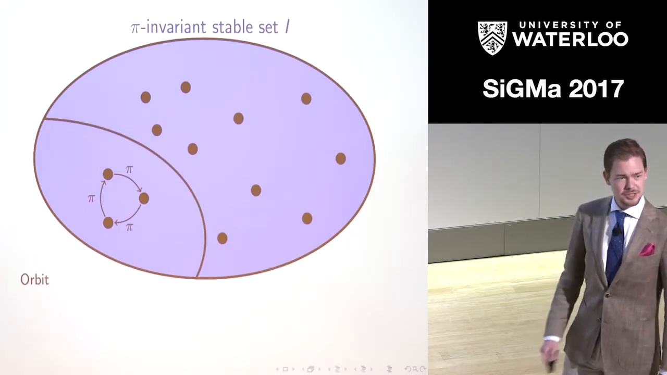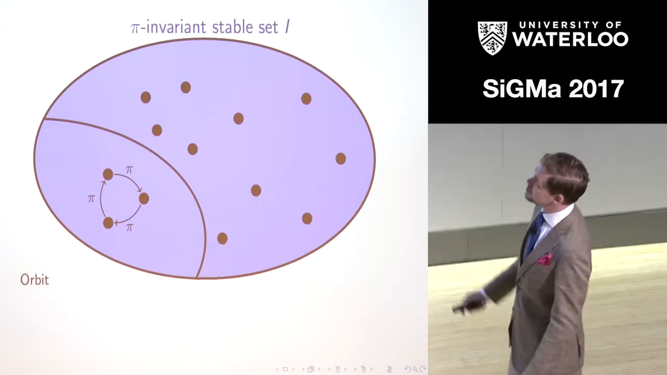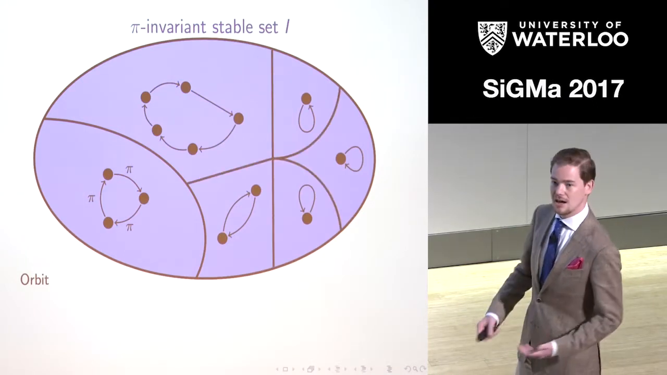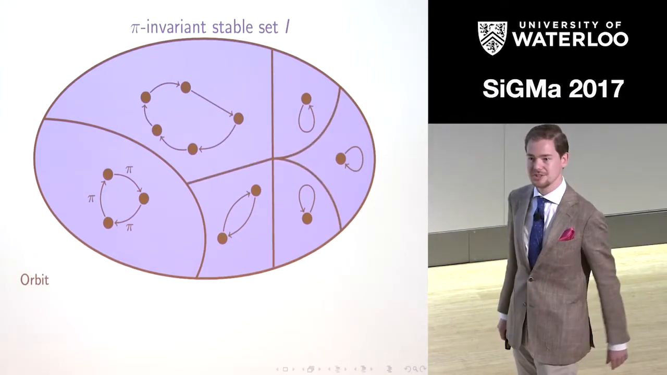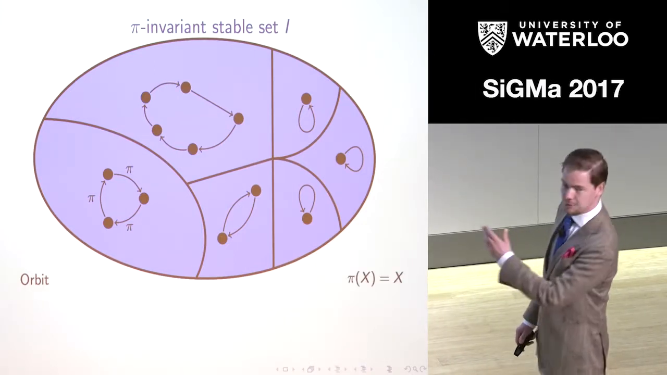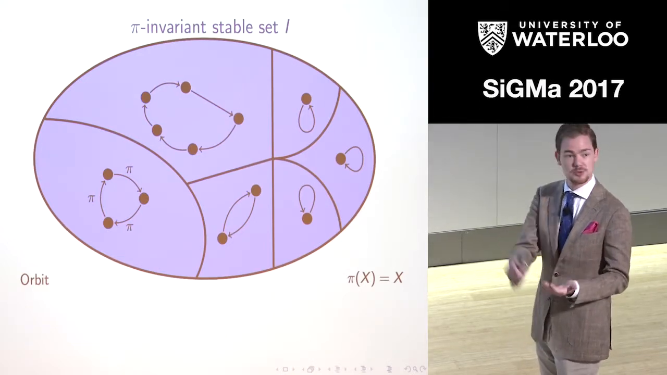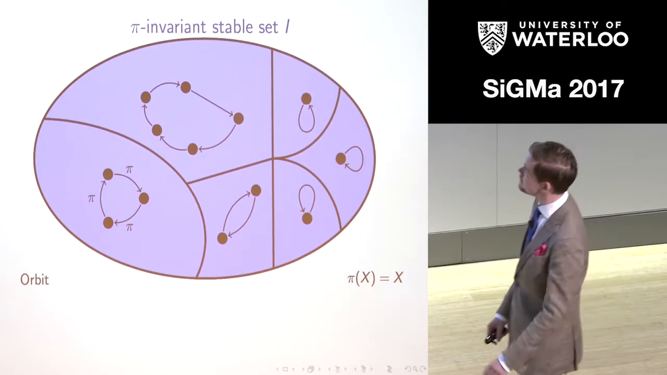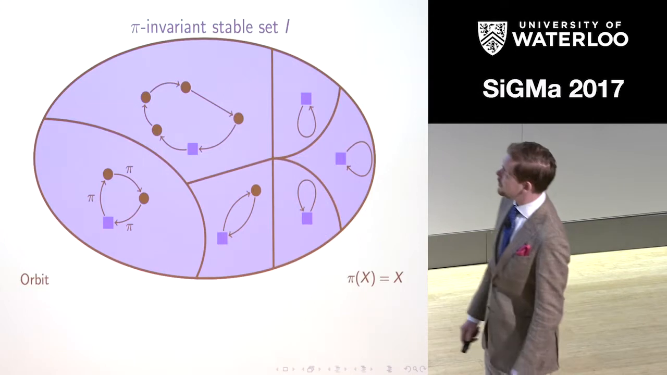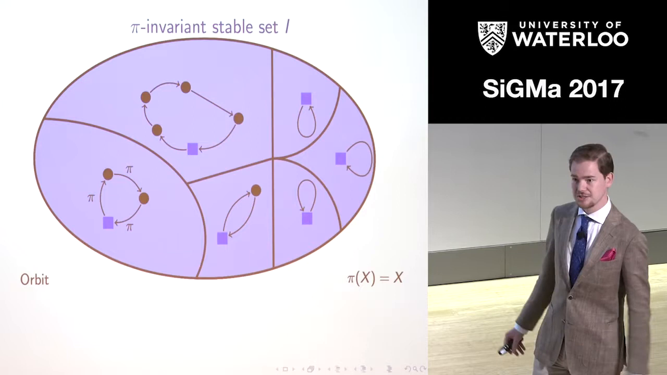This is called an orbit. This is standard terminology in group theory, I guess. If you keep repeating this, then you find that you can actually partition the stable set into pi orbits. The things on the right are special: you can have orbits of size 1, where the vertex is mapped to itself by this automorphism. So what we want to show is that the number of possible pi invariant stable sets is very small.